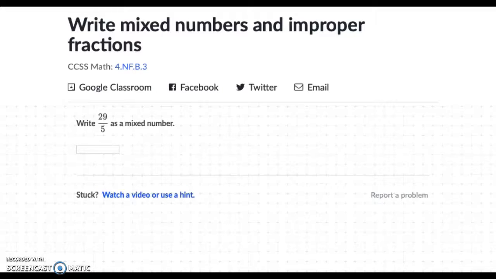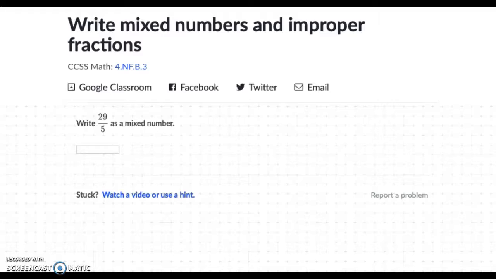Alright, so for today's class, we're going to be talking about writing mixed numbers and improper fractions. And we will also be talking about comparing fractions and mixed numbers. So before I teach you how to compare, I'm going to have to teach you how to convert improper fractions to mixed numbers and mixed numbers to improper fractions.